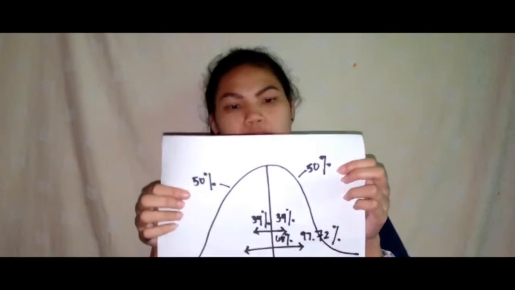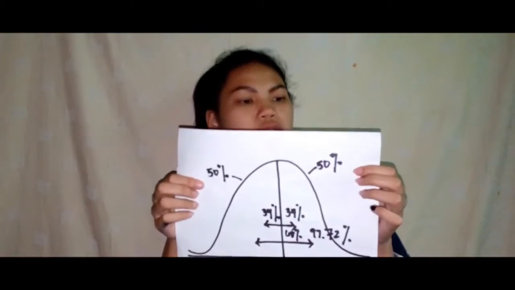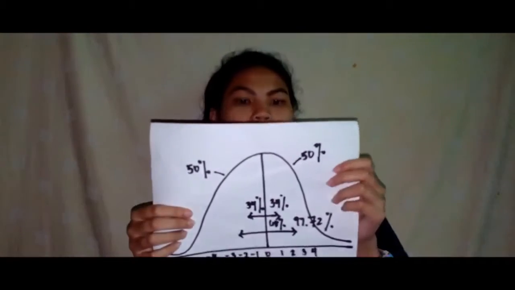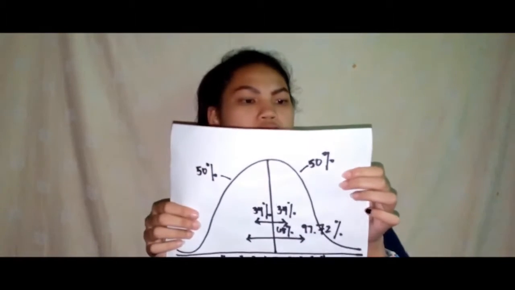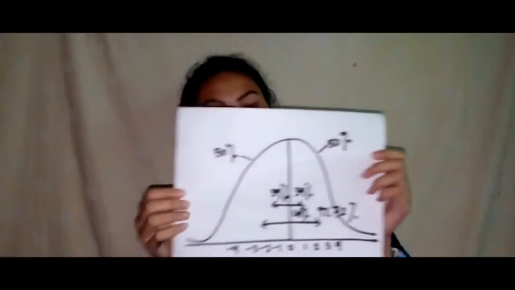The probability of happening between 0 and one standard deviation on one side is 34%, and the left side is also 34%. So the probability of happening in this area is between negative 1 to positive 1 standard deviation.